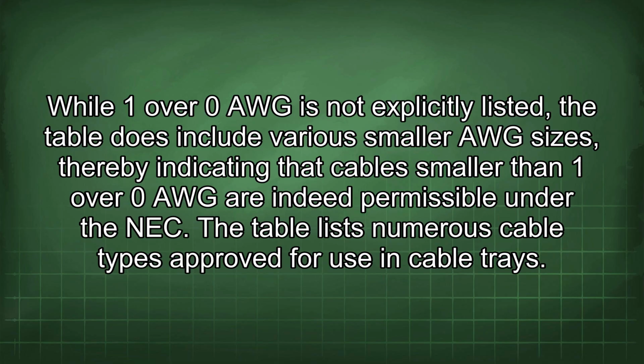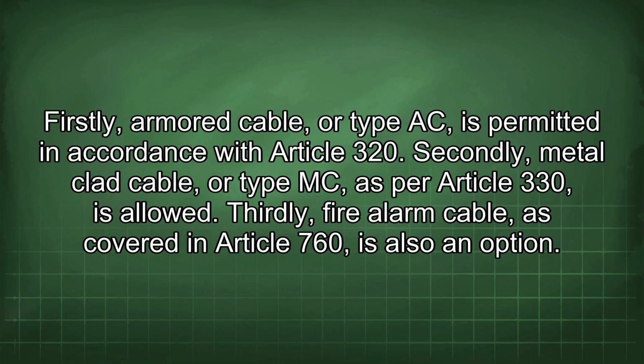While 1/0 AWG is not explicitly listed, the table does include various smaller AWG sizes, thereby indicating that cables smaller than 1/0 AWG are indeed permissible under the NEC. The table lists numerous cable types approved for use in cable trays. Firstly, armored cable, or Type AC, is permitted in accordance with Article 320. Secondly, metal-clad cable, or Type MC, as per Article 330, is allowed.